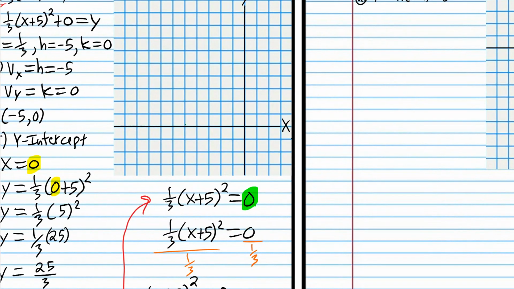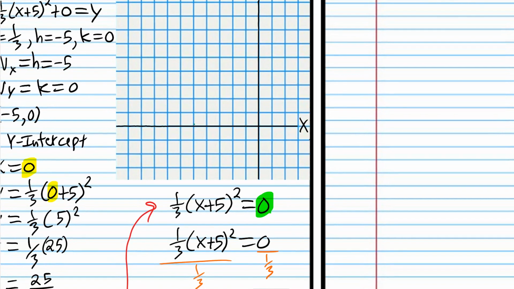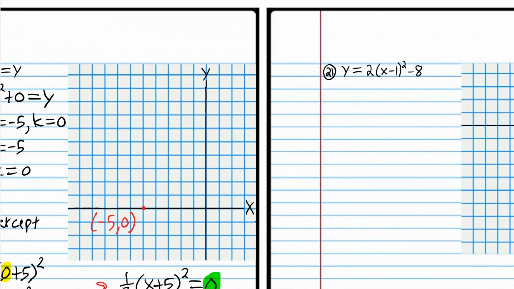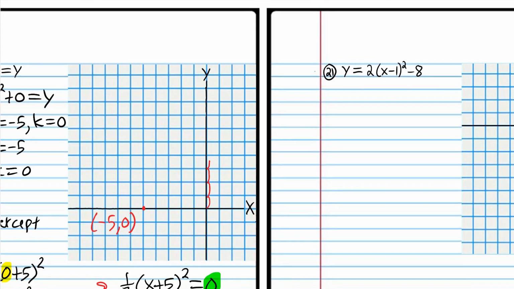So what that means is that the x-intercept is going to be the vertex right here, (-5, 0). And the y-intercept is (0, 8 1/3). So I'm going to go 1, 2, 3, 4, 5, 6, 7, 8 1/3. Should be about there.